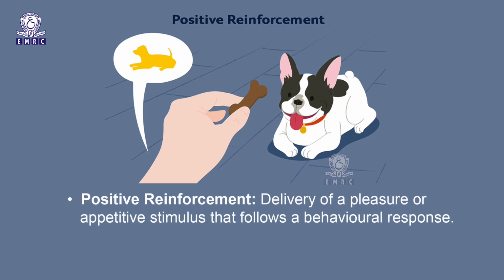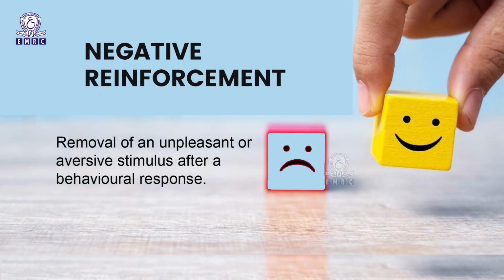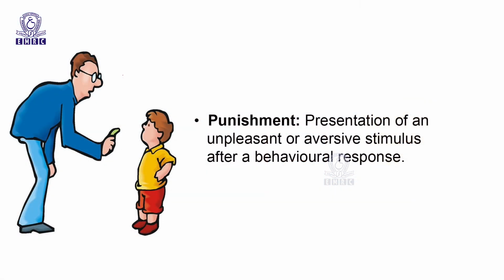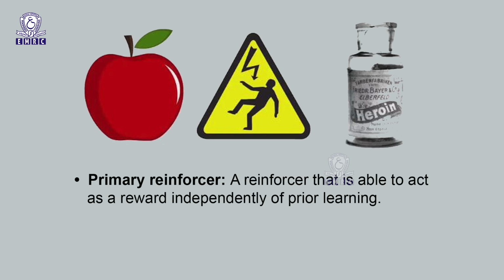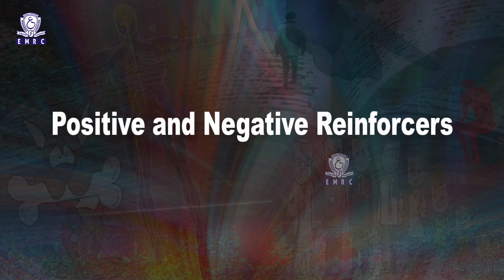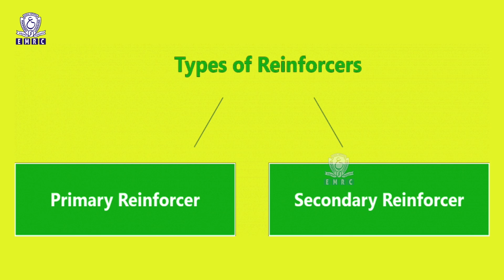It is the delivery of a pleasure or appetitive stimulus that follows a behavioral response, and negative reinforcement is the removal of an unpleasant or aversive stimulus after a behavioral response. Punishment is the presentation of an unpleasant or aversive stimulus after a behavioral response, and omission training is the removal of a pleasant or appetitive stimulus after a behavioral response. A primary reinforcer is a reinforcer that is able to act as a reward independently of prior learning, and a secondary reinforcer is a reinforcer that gains its status as a reward at least partly through learning about its relationship with other events.